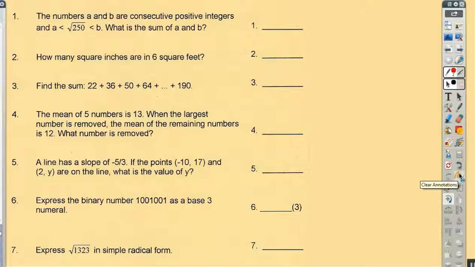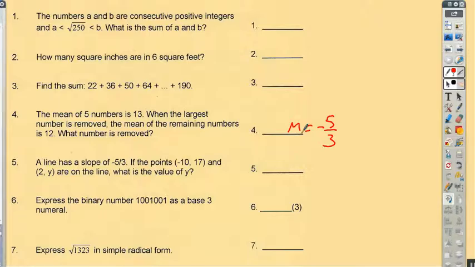Number 5. A line has a slope of -5/3. I hate that slanted slash mark, so I'm going to say m is equal to that. If the points (-10, 17) and (2, y) are on the line, what is the value of y? All right, there are a couple ways you could do this. The easiest way is to make an equation.